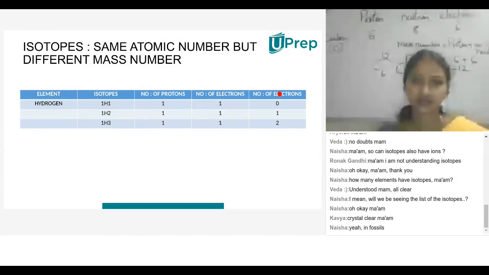Ma'am, can isotopes have ions? No. Isotopes won't have any ions, because they have higher energy. That's what I'm saying. To catch an isotope, we need to catch it only in some conditions. Yes, ma'am. It acts like a radioactive element. We can simply say it is like a supplement of radioactive elements.